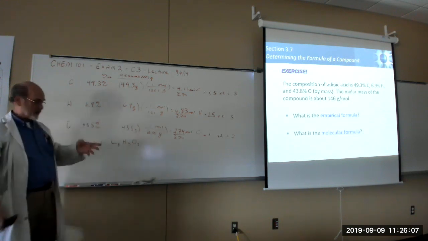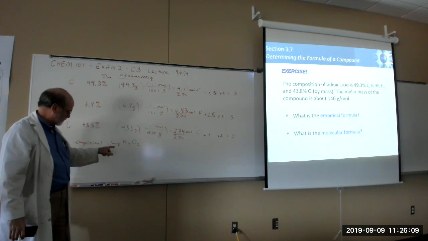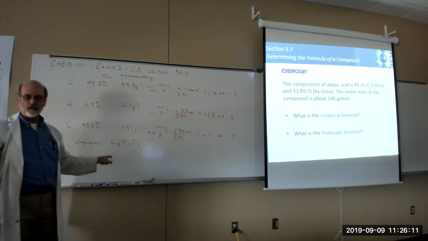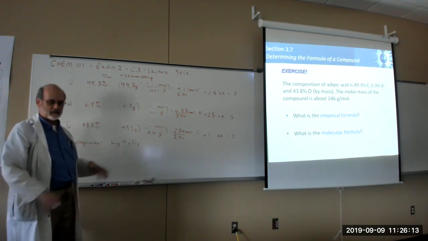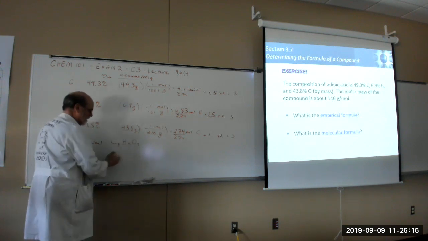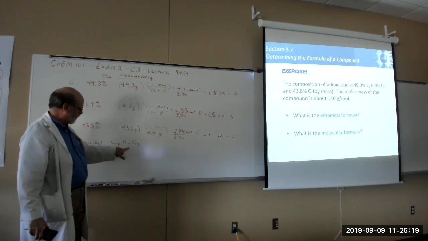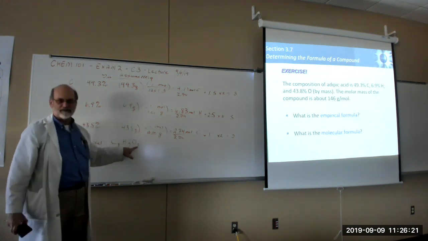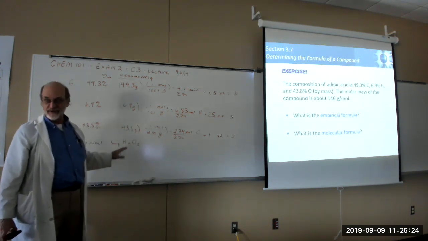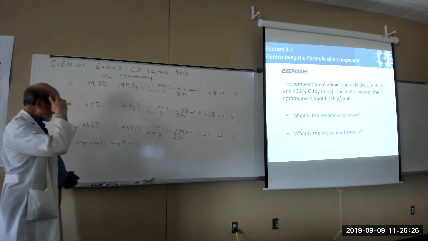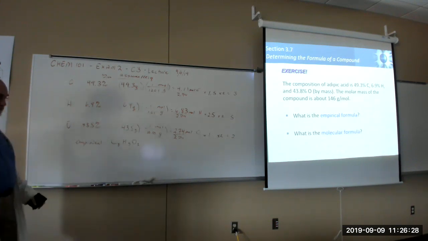And then you want to check yourself. Say, is that the simplest whole number? Yeah, you can't divide that through by anything and simplify it further. The clue is you've got an odd number, a prime number, and an even number. You're not going to find a divisor to reduce those any further. So that's the empirical formula.